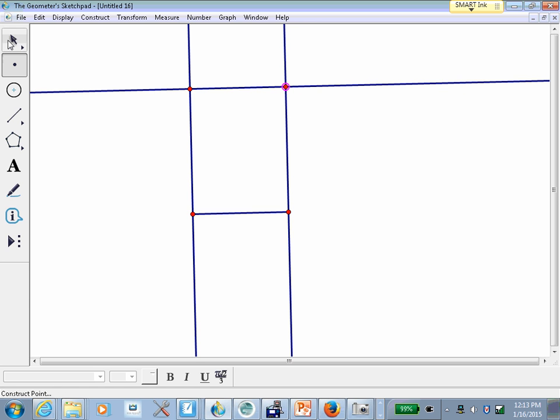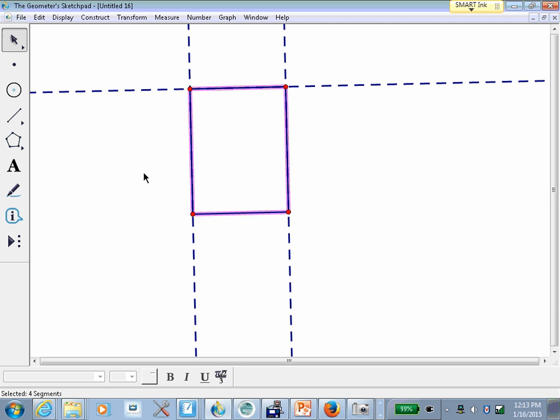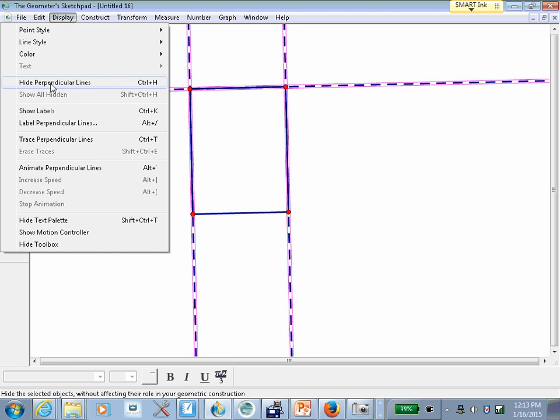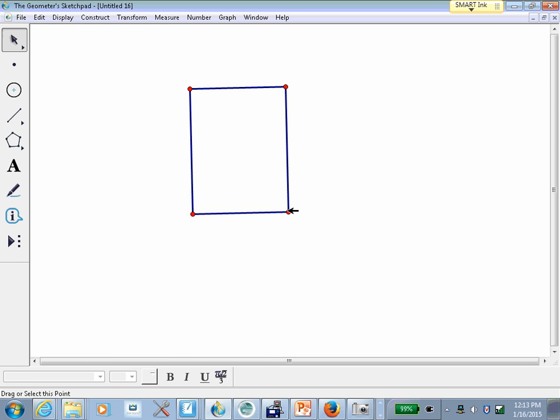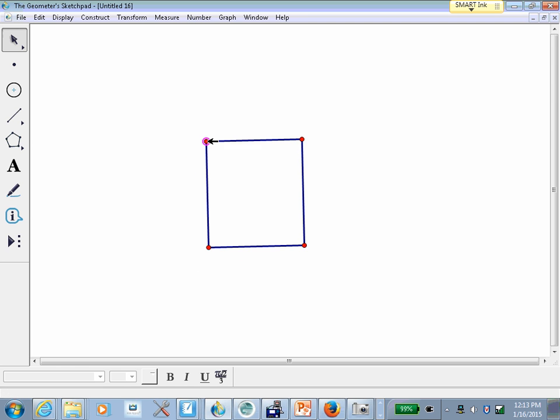So then I'll find the other point of intersection, and I am going to construct segments. Now I'm going to go ahead and just highlight all four, construct segments, and then I can highlight the lines and hide them. So then I'm just left with my rectangle, and I can slide the point up and down to make the rectangle the size that I want it to be.